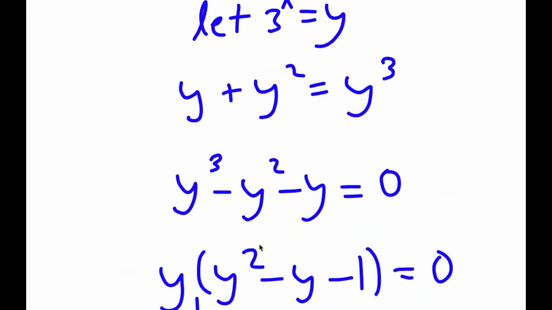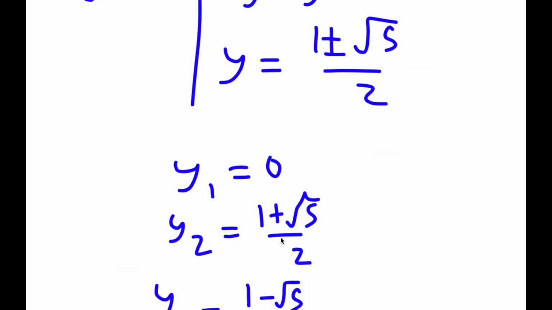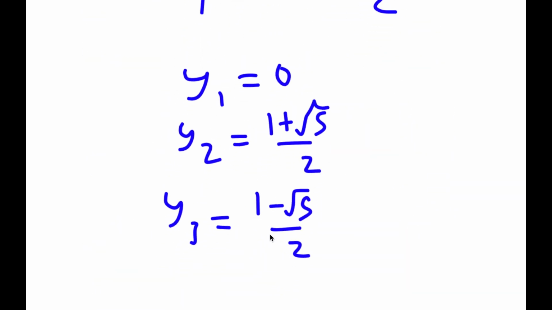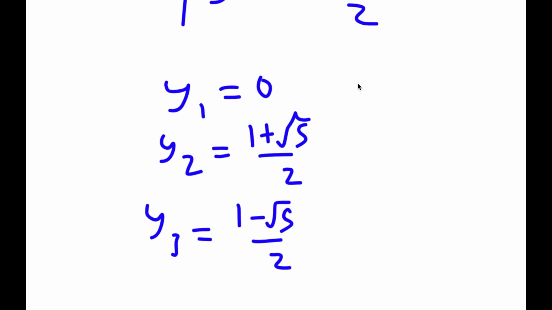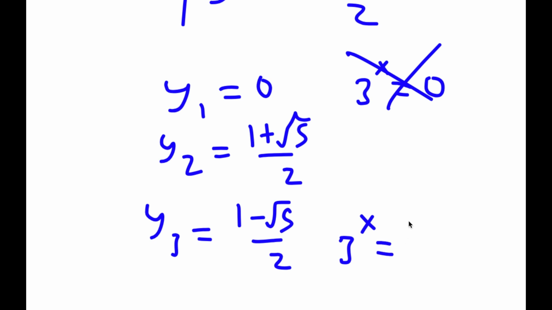Now remember how we set 3^x equal to y. So I have 3^x = 0. This is our first value of y, and you can't take the power of a positive number and make it equal to 0, so this is wrong. Now I have 3^x = (1 - √5)/2. 1 minus the square root of 5 is going to be a negative number, and you can't take the power of a positive number and make it a negative number, so this is wrong as well.